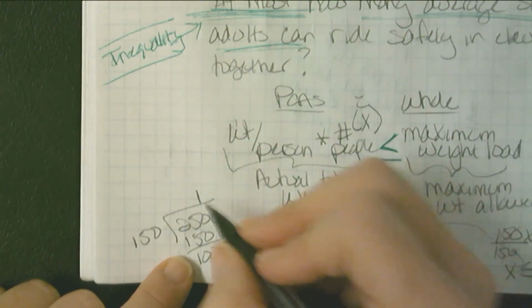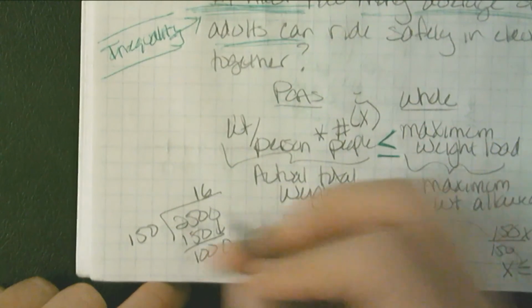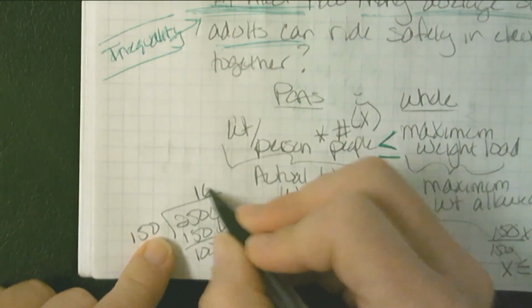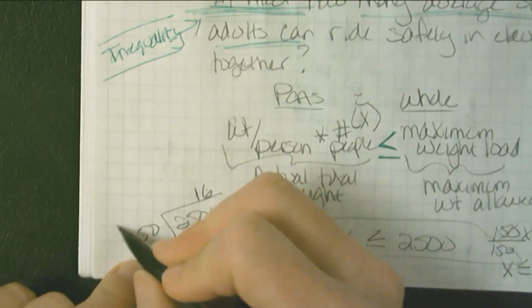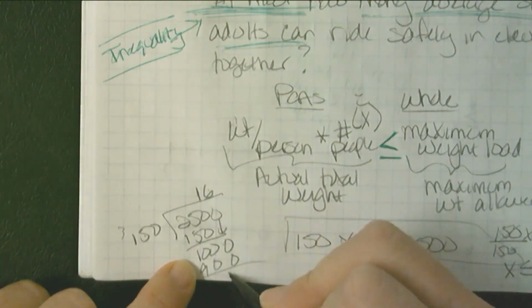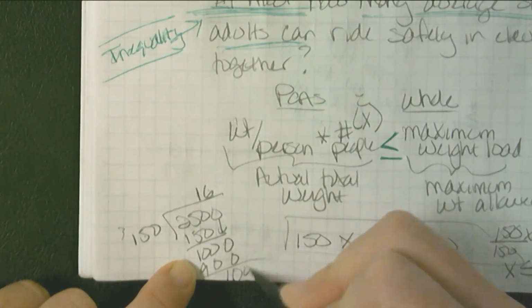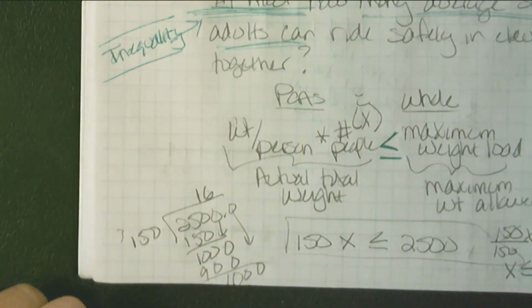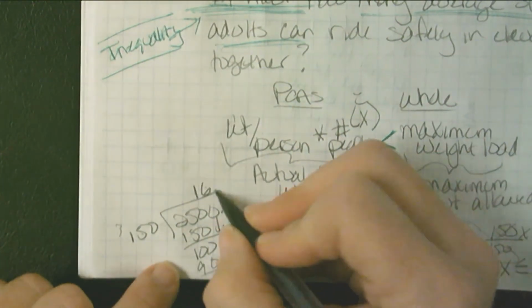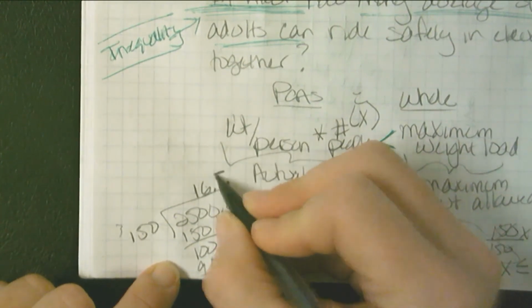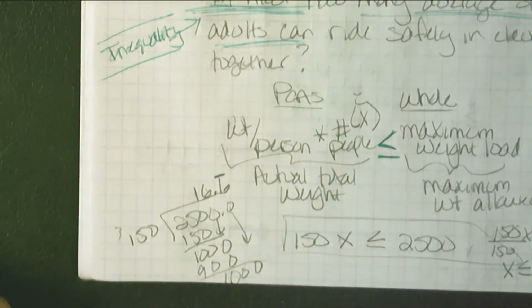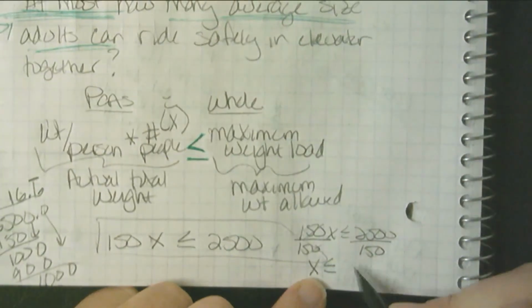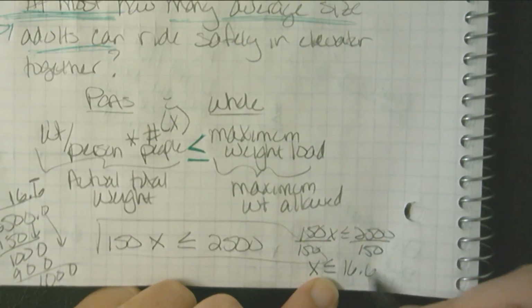So I'm going to try 6 and see what that looks like. So that's going to be a 0. That's going to be 30. Carry the 3. That's a 9. So I end up with another 100. Can you guys see that now this is going to start repeating? So this is going to be 16.6 repeating. So my X is going to be less than or equal to 16.6 repeating.